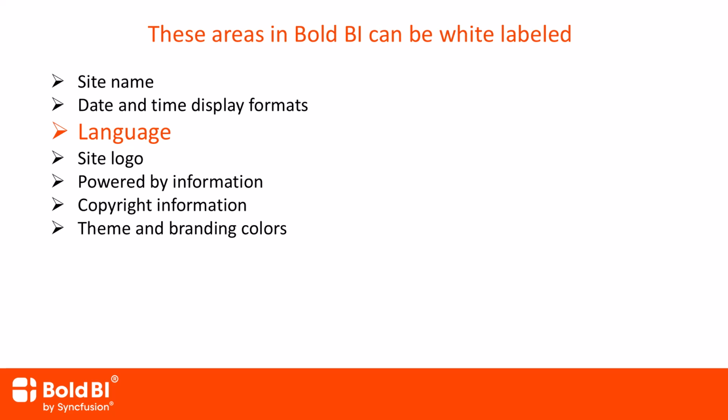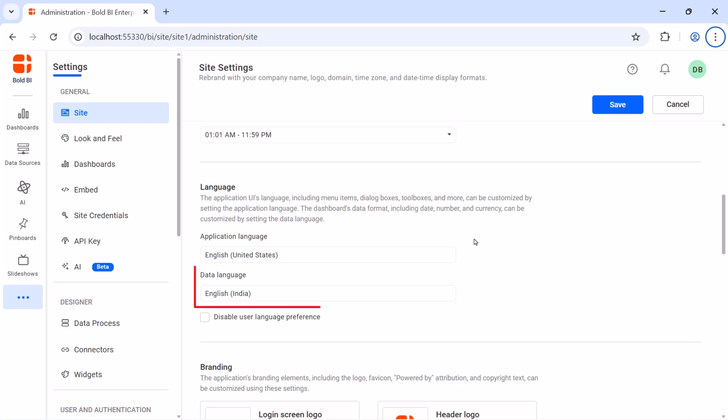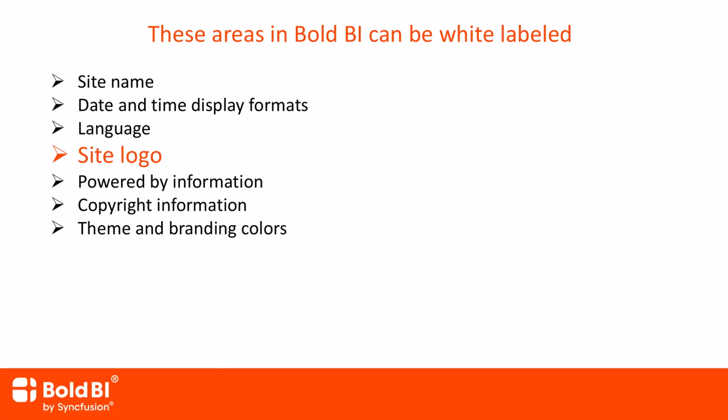Language settings explains how to configure the language settings for application language and data language. Users can localize the Bold BI application by changing the language in the Application Language section. The selected language is used in the application user interface like menu items, dialog boxes, toolboxes, and so on. You can also localize the date, number, and currency formats of the dashboards to any culture by changing the data language selection.